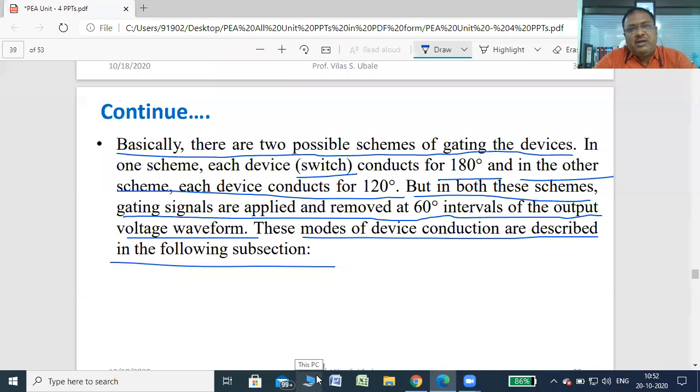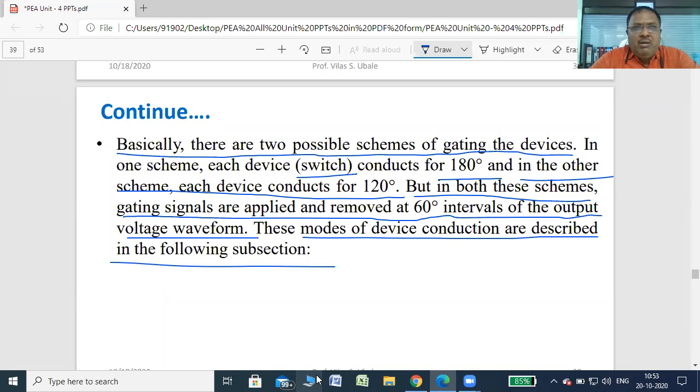So this three-phase bridge inverter works in two different operating modes. One is called 180 conduction mode, another is called 120 conduction mode. Both these conduction modes are very important. In the examination, there will be a question on 180 or 120 conduction mode, right?